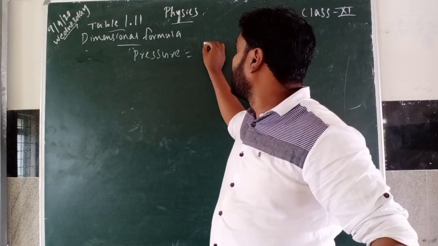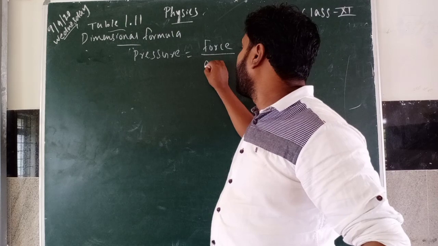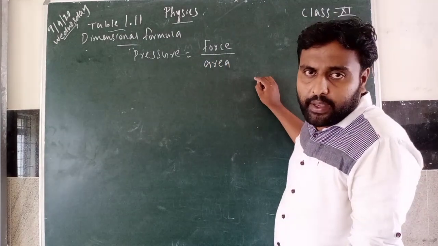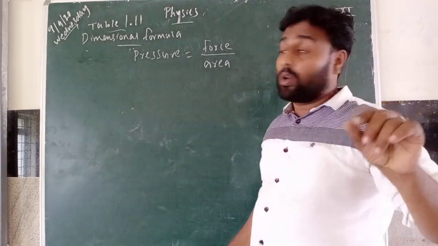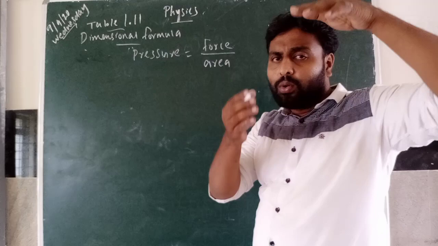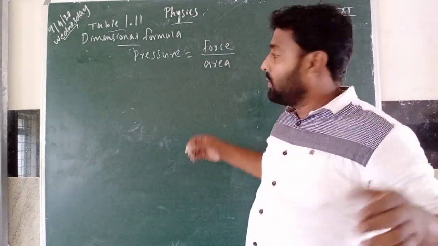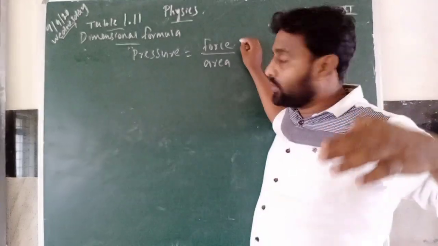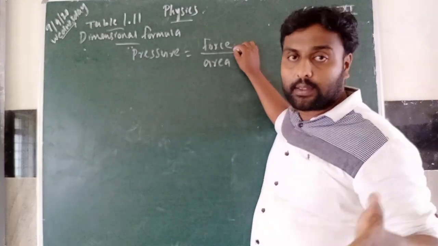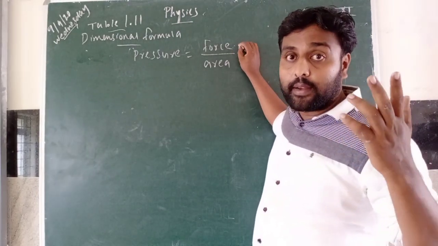Formula is what? Force by area. Pressure formula is force by area. Already you know the force dimensional formula. Again, no need to do all the steps. If you want, you can do, but now I will show you without all these steps. What is the dimensional formula for the force? M L T power minus 2.